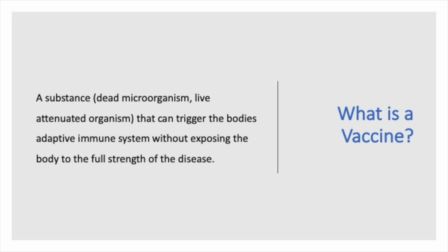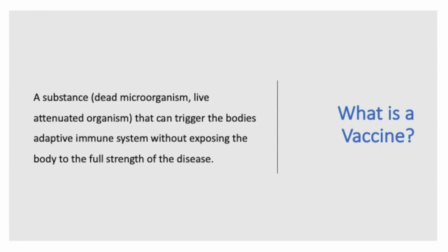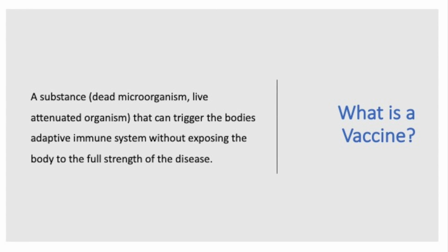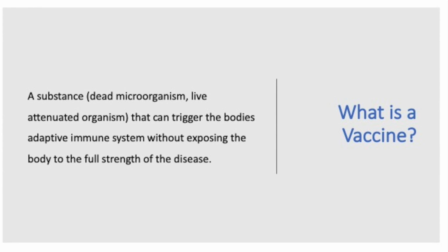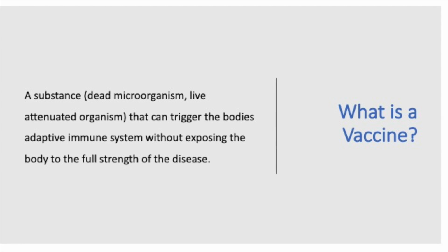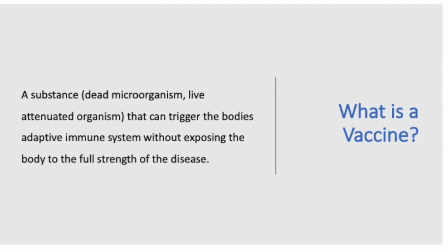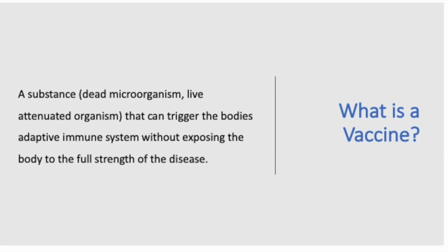So I'm going to start off with a basic definition of a vaccine. In simpler terms, we can define a vaccine as a substance, either a dead microorganism or a live attenuated organism, that can trigger the body's immune system without exposing the body to the full strength of the disease. So of course, a dead organism is not going to have any impact on the body. A live attenuated organism, that is just a fancy way of saying a milder version of the organism. It also is not going to have as much impact on the body.